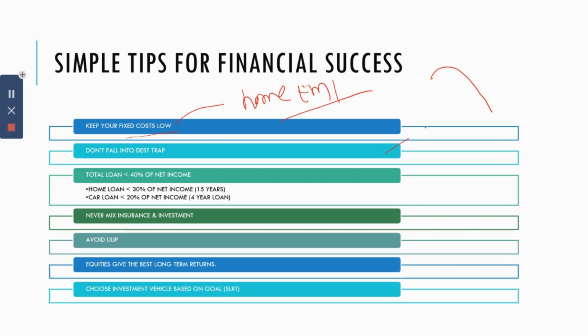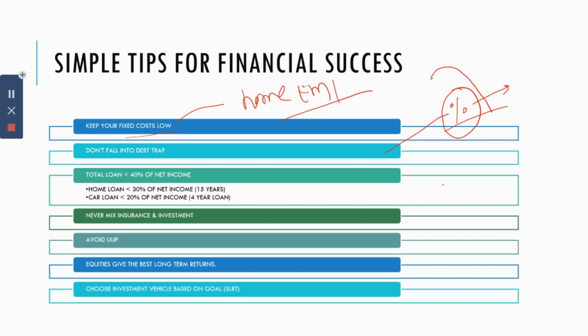Okay, so a debt trap is where most of your income or a big percentage of income is going towards servicing your loans. It could be a home loan, a car loan, a personal loan, any other loan, or a credit card. If a huge percentage of your income is going towards servicing those, then you are in a debt trap, or about to get into one. The total loan should not exceed 40% of your net income.